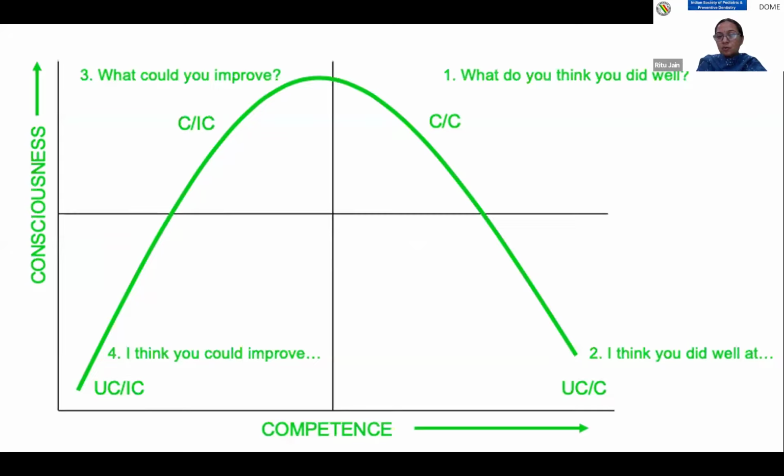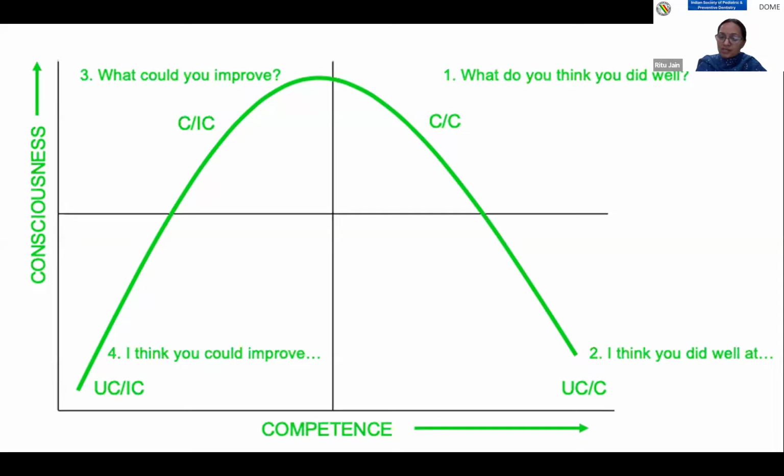Then we go to the level of unconscious competence. That means some things that the student is already doing well, but he is not realizing. So the faculty can supplement the student's reflection by adding, okay, you think you did this well, but I think that this was also an area where you were able to perform without any problem and you could manage this.